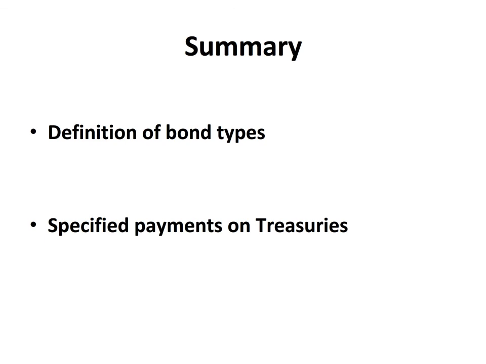So, what I've done in this module is just giving you a definition of bond types and some of their common specifications, as well as specified payments on treasuries. We're going to use those treasury specifications in the two examples I gave in this module to calculate, in our next two modules, both yield to maturity and duration.